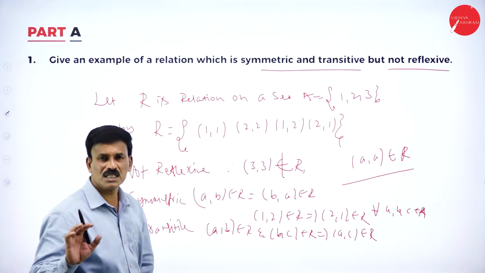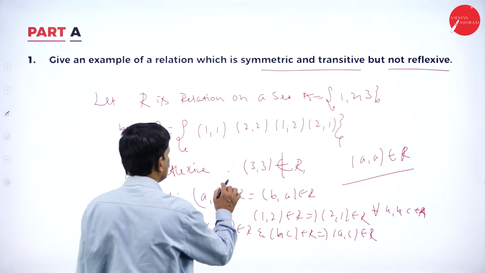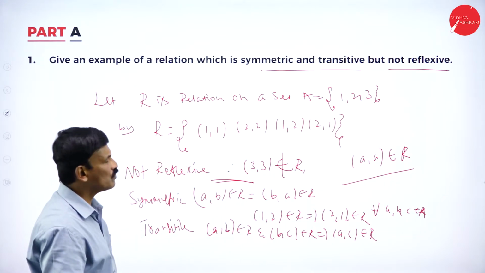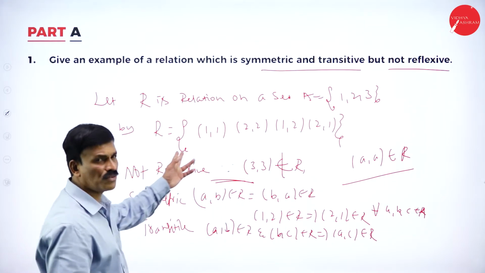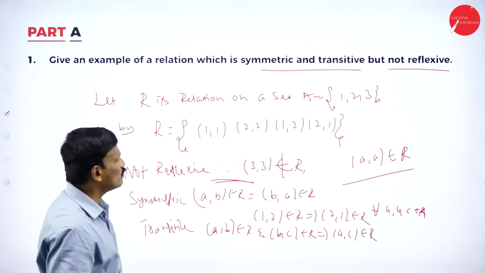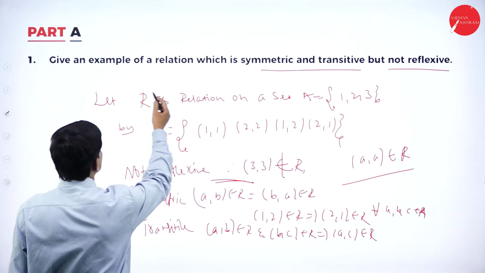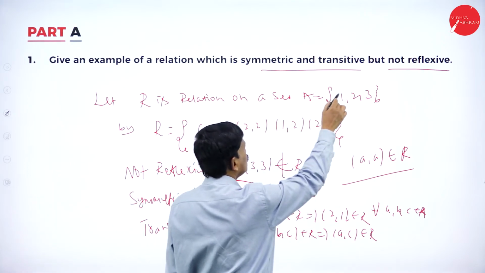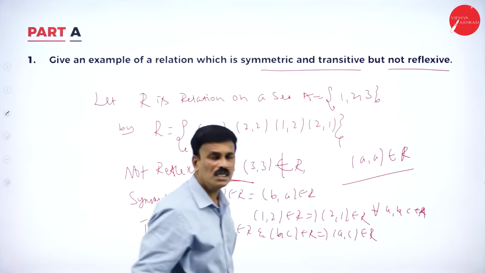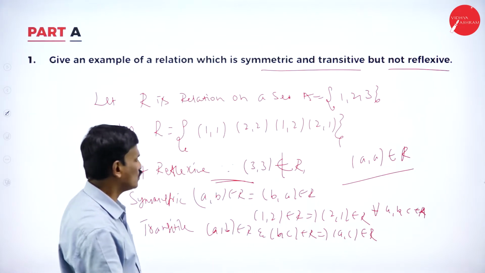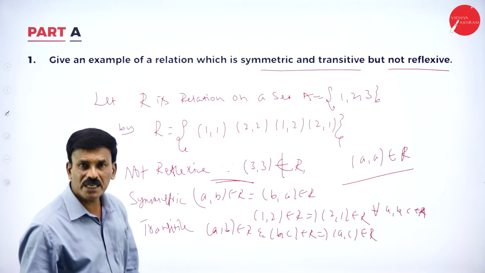Just writing this is sufficient: let R be a relation on the set A = {1, 2, 3} defined by R = {(1,1), (2,2), (1,2), (2,1)}, which is an example of a relation that is symmetric and transitive but not reflexive. That's it. If you do this much, you will get 1 mark. Let us come to the next question.